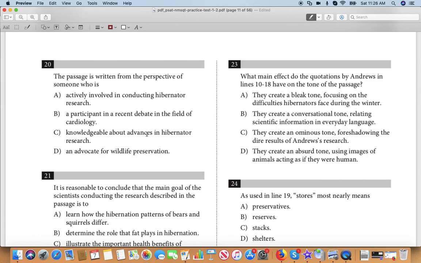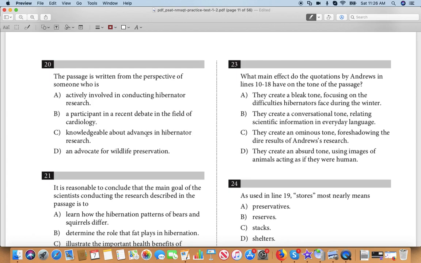The passage is written from the perspective of someone who is actively involved in conducting hibernator research. Is the passage written from the perspective of someone who is actively involved in conducting hibernator research? I don't know if it goes into what they've done. It seems like they know a lot about it. I would say yes.